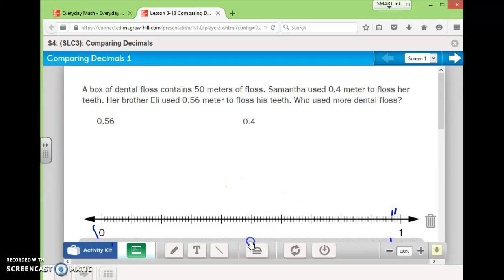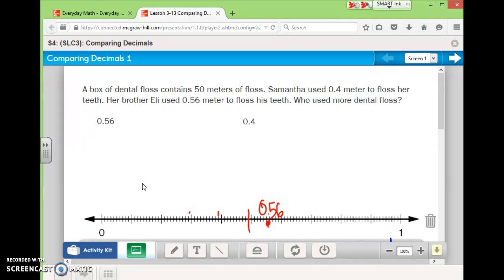So another way that we can compare them is using a number line. So this one is the whole. These big lines here, those are tenths, and the little lines would be hundredths. So I'm going to plot 56/100. So I'm going to count 10, 20, 30, 40, here's 50, and then go 1, 2, 3, 4, 5, 6. So I can go there. I really don't need these lines here.